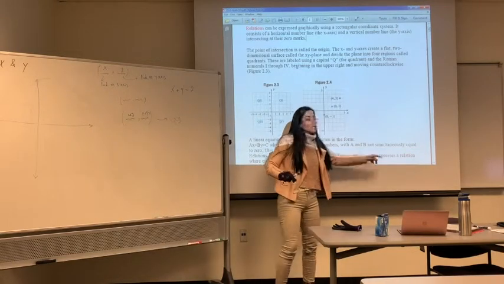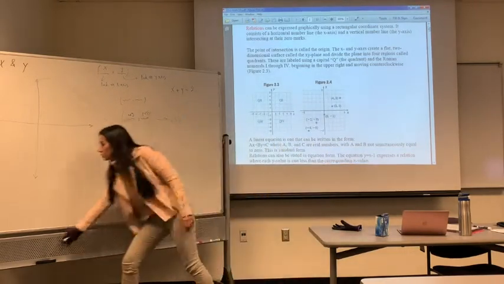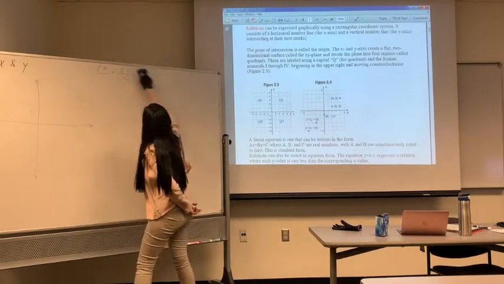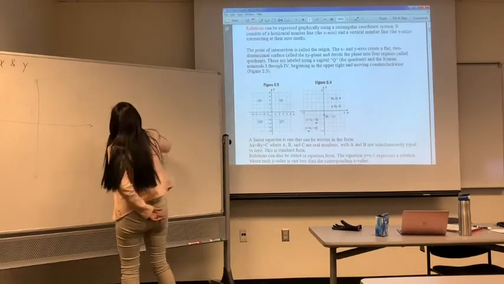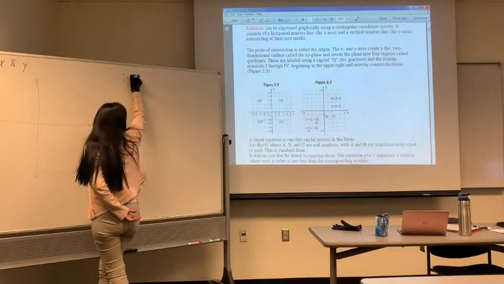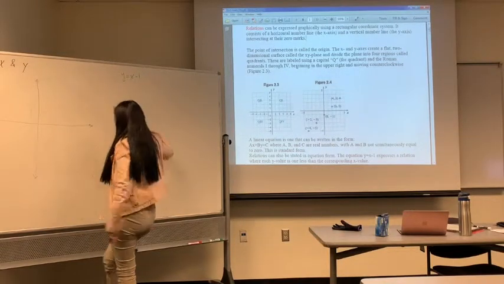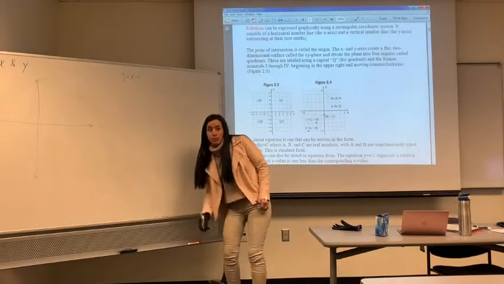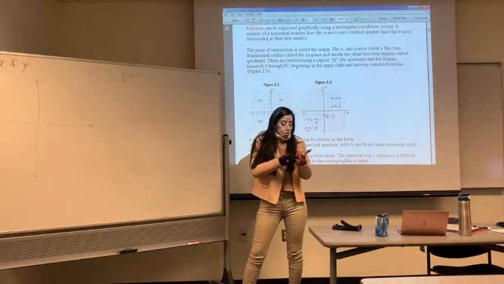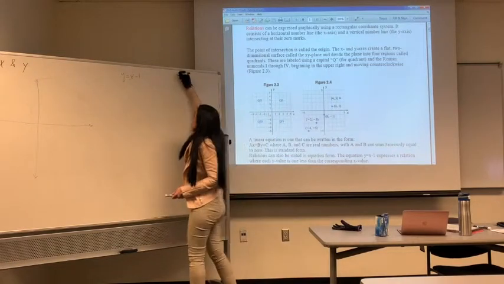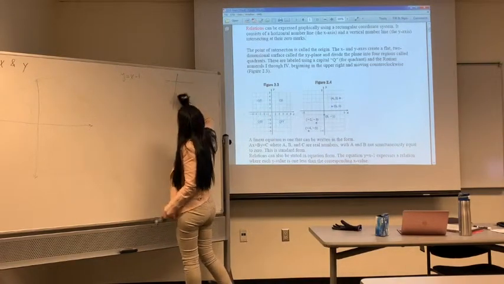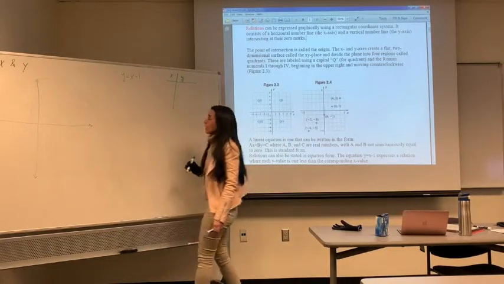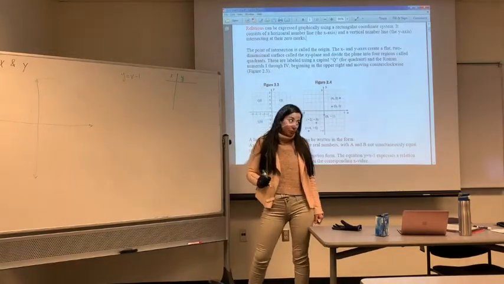y equals x minus 1. So let's see how we can draw this graph. y equals x minus 1. Okay, so first step, we need some ordered pairs. So I'm going to use this table. In the first column I will show the x value, and in the second column I'm going to show the y value.